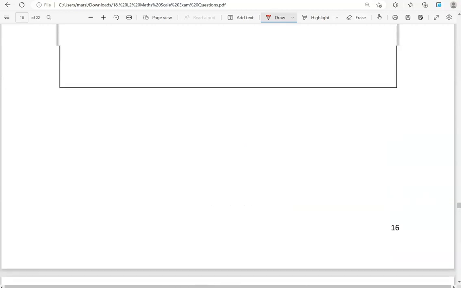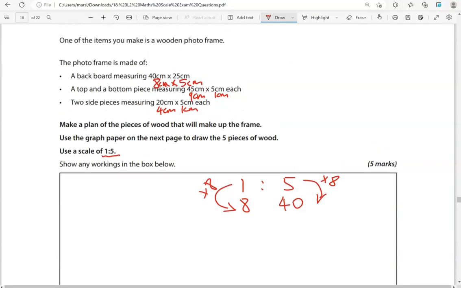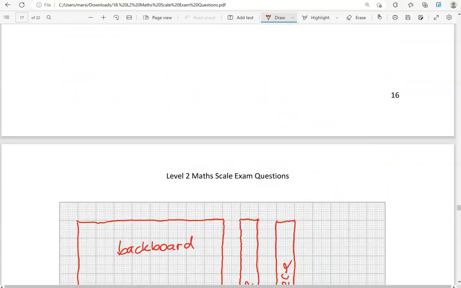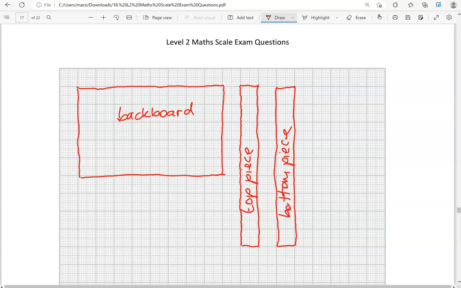And finally we have the two side pieces which measure 4 centimeters by 1 centimeter. So 4 squares by 1 square. 1, 2, 3, 4. So side piece and side piece.